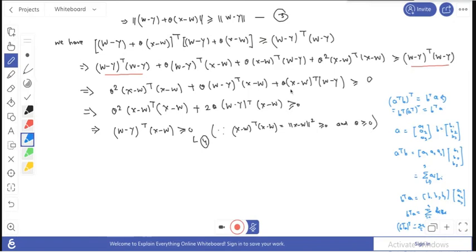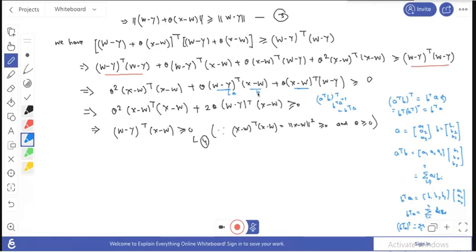Okay, so here we take this vector, suppose this vector is A, and this vector is B. So what is the value of A transpose B? If we take the transpose of that, this becomes B transpose A transpose transpose, so this equals B transpose A. And what is your B transpose? B transpose means X minus W transpose, and what is A here? A is X minus W minus Y. So that's why these two are the same.